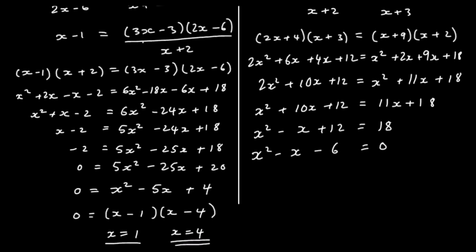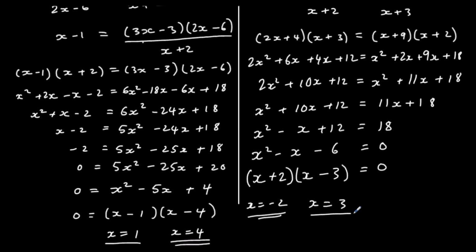I can solve it. And again, this will factorize. So what multiplies to make a negative 6 and adds to make a negative 1? It will be plus 2 and minus 3. So what's x? X can be negative 2 or x can be 3.